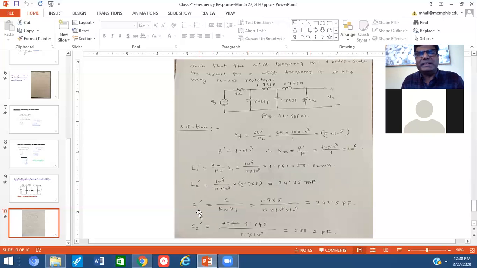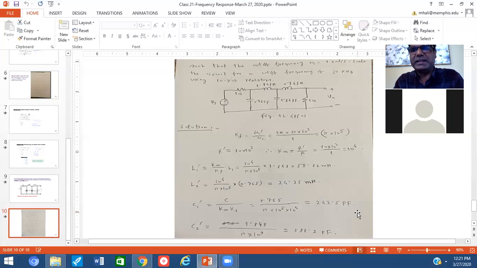Then similarly, I am calculating C1 prime. It does not matter which one is C1 prime or C2 prime; it is up to you which value you call C1 or C2. You just have to calculate for both capacitors and both inductors. Then C1 prime equals C over Km times Kf. You just have to write down this equation that we looked at in the previous slide correctly, then you will get the correct result. In this case, for C1 prime I assumed the left side capacitor in the circuit, which is 0.765 farad. For that, I finally got 243.5 picofarad. You see the value changed in the actual circuit. Similarly, C2 prime is for the other capacitor, which was 1.848, and you get 588.2 picofarad.